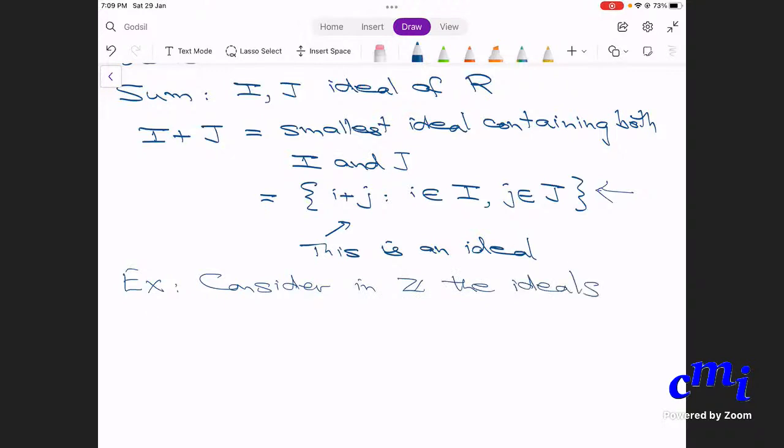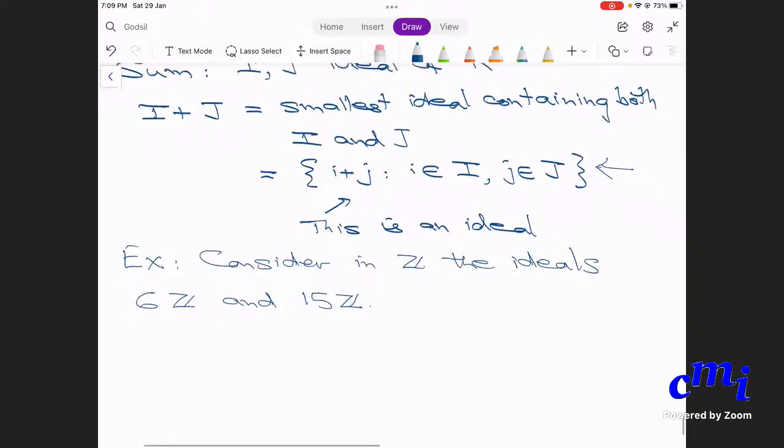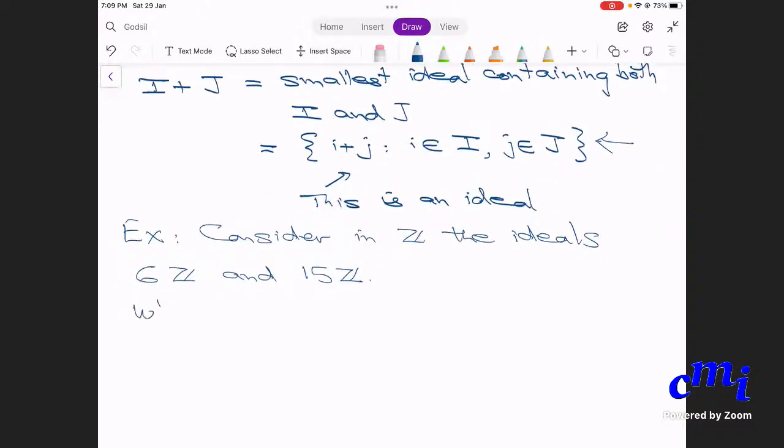The ideals 6Z and 15Z. All multiples of 6 form an ideal, all multiples of 15 form an ideal. So we have these two ideals. What is the sum? What is 6Z plus 15Z? GCD of 6 and 15. Yes, exactly.